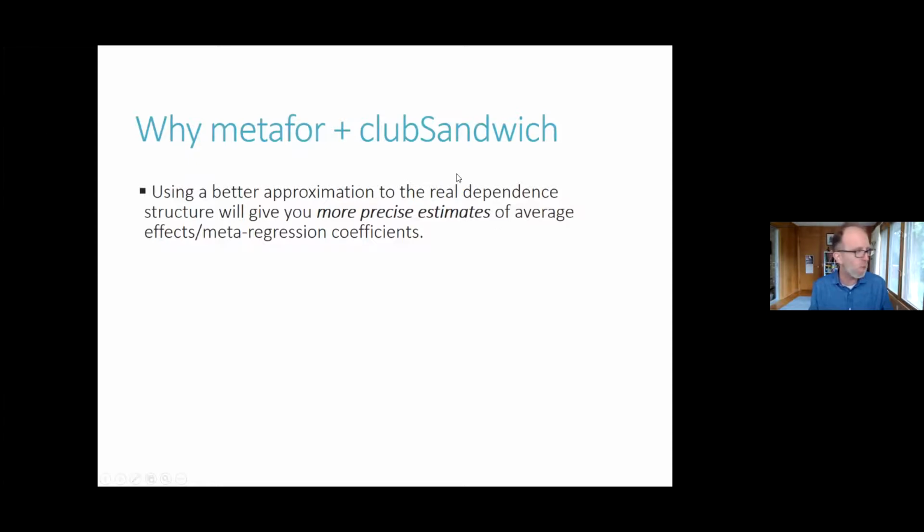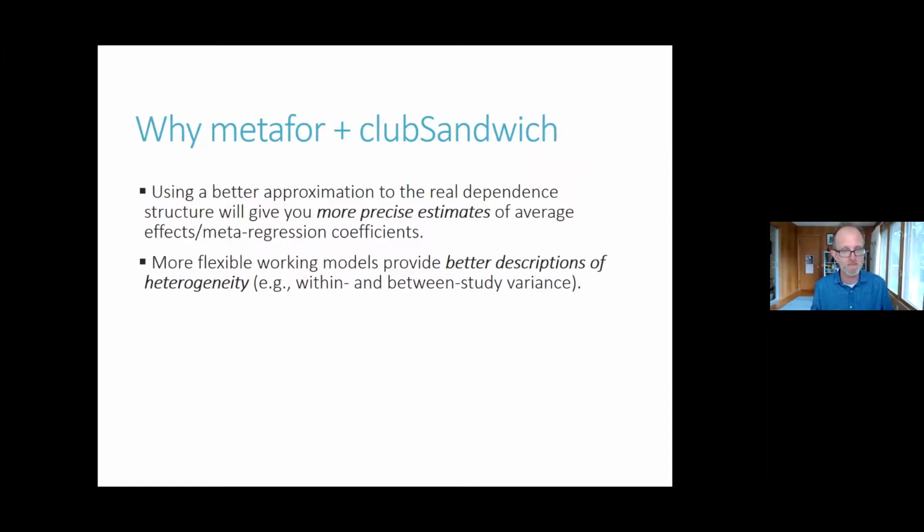So to sum up, why use this particular combination of packages? Why use this particular workflow? There are a couple of advantages. One is that using these more flexible working models will let you better approximate the real dependence structure of your data. That's advantageous because if you get closer to the truth, you'll get more precise estimates of average effects or of your meta-regression coefficients, as in smaller standard errors. If you put in some extra work to better approximate the real dependence structure, you get gains in terms of more precise estimates and inferences.